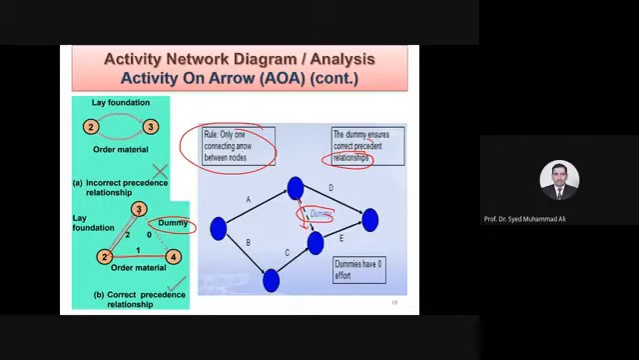So in this type of activity on arrow diagram, the principle is that there will be only one arrow between the nodes. But to enforce certain relationships, we put a dummy activity. There is nothing happening, it is just to establish certain constraints.